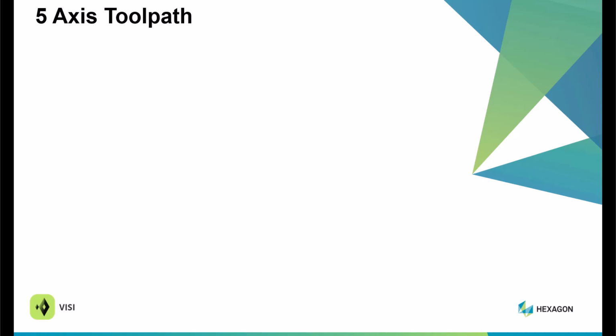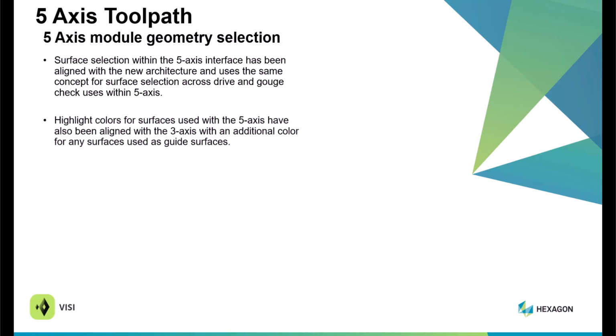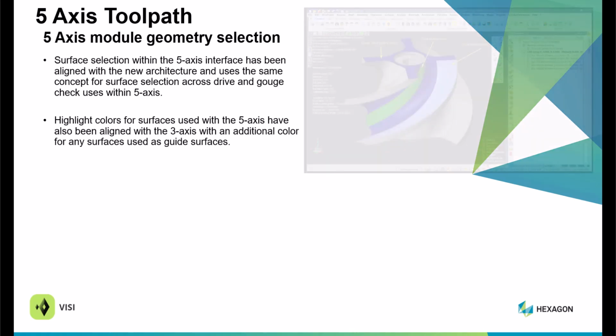Now we're going to go into what's new within 5-axis. 5-axis module geometry selection: surface selection within the 5-axis interface has been aligned to the new architecture of the command that is similar to the 3-axis commands and uses the same concept as the surface selection across drive and gouge check uses areas. Highlight colors for surfaces used in 5-axis have also been aligned with the 3-axis, adding colors for any surfaces used as guide surfaces.